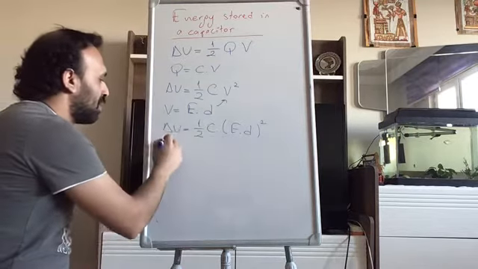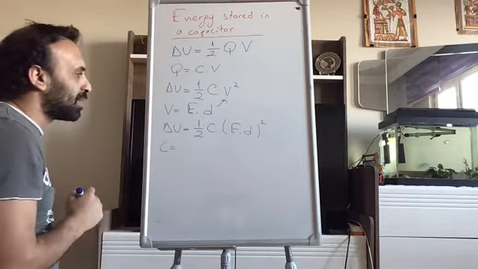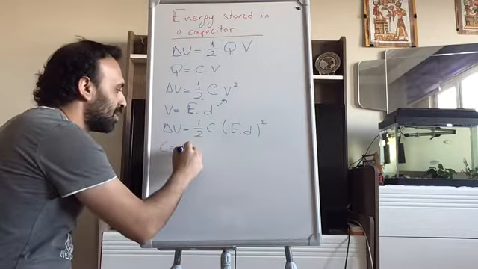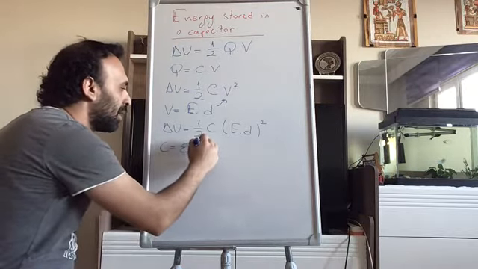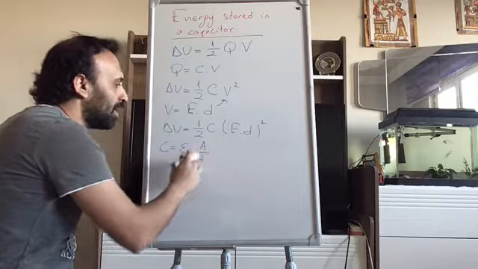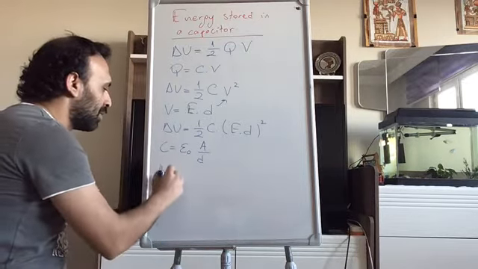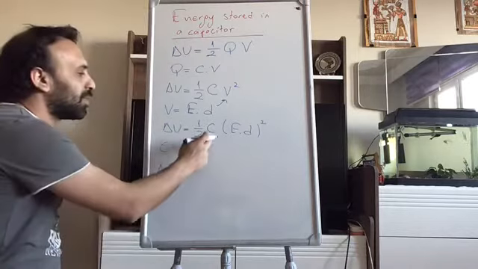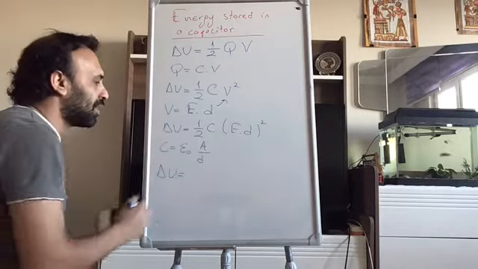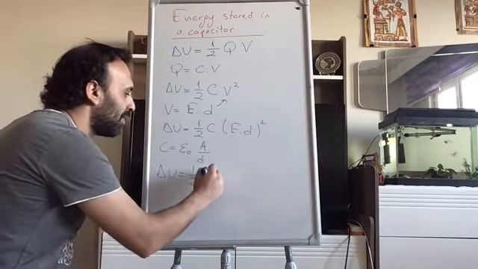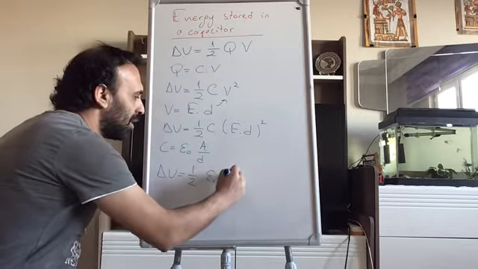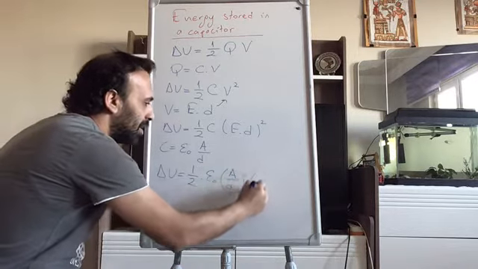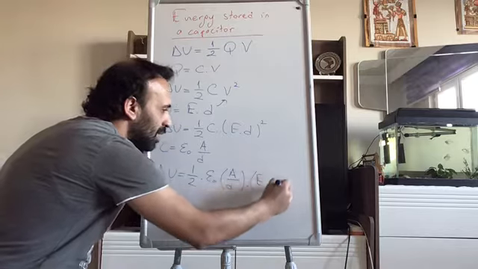Let's also remember what the capacitance of this plate is. Simply it's going to be epsilon 0 A over D. So if I plug it here, the total energy stored in a capacitor can also be written in terms of the area, separation, and the electric field. It's going to be 1/2 epsilon 0 A over D times (E times D) squared.